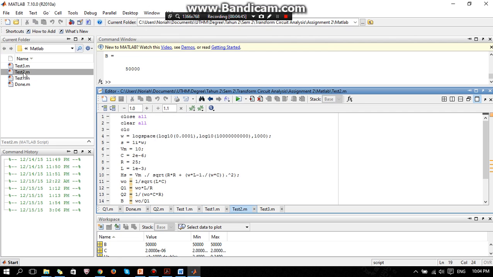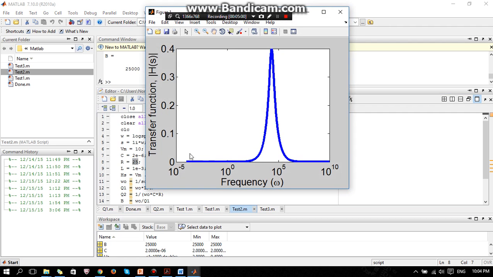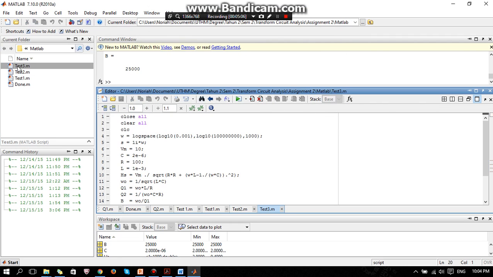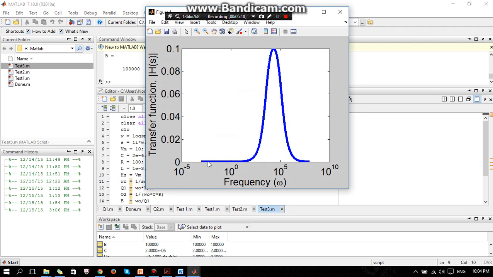For Q2, we change the value of R to 25 ohm. We decrease R to make the quality factor increase. So we simulate, and we get this type of graph. Next is Q3. In Q3 we use R equal to 100 ohm, and the capacitor and inductor remain the same. When we simulate, we will get this type of graph.